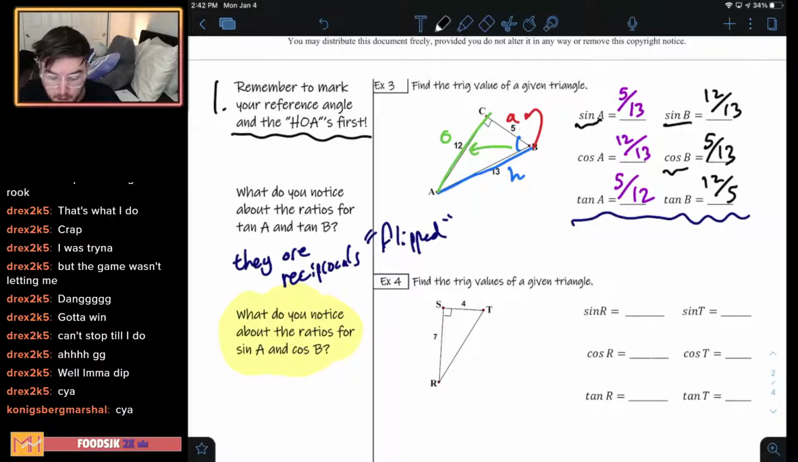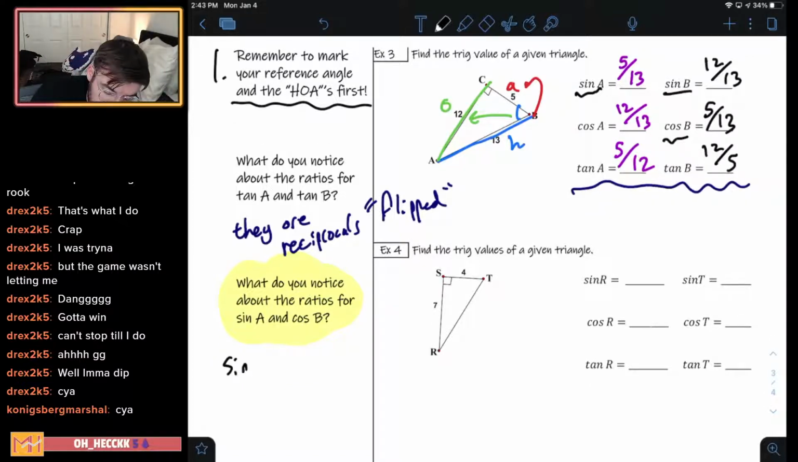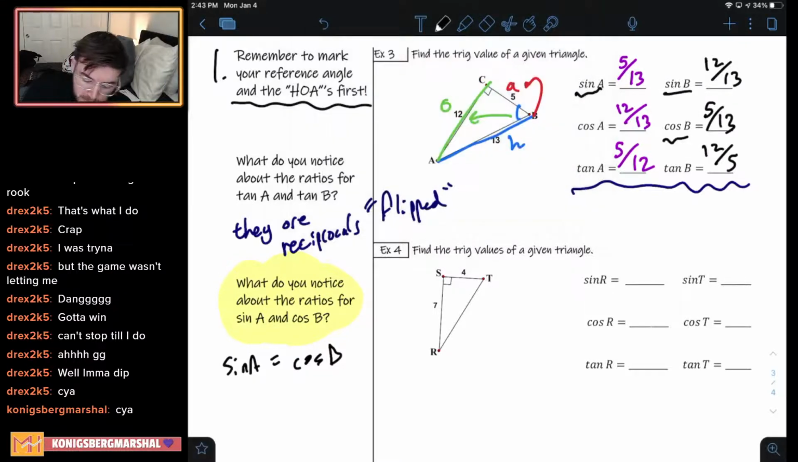You should have just answered, they are the same. Yeah, they are the same. Sine of A equals cosine of B. Exactly. And what else do you notice? I'm not going to have a question pop up on the screen for this, but the same thing can be said about sine of B and cosine of A.